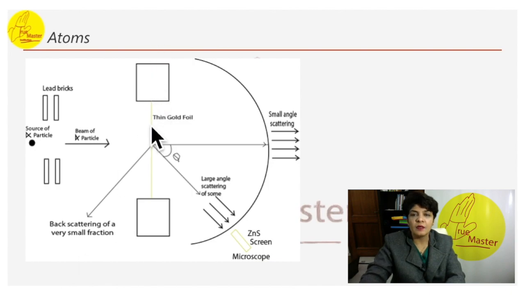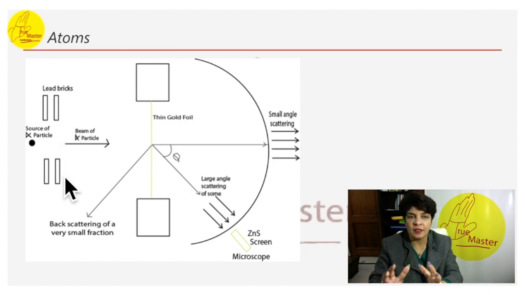This is where the thin gold foil is connected. These two chambers are holding the gold foil. So this is the gold foil here. A thin foil has been connected. The radioactive source of alpha particles is provided from here, like 214 Bi enclosed in lead bricks. So these are the lead bricks which are holding this radioactive material, from where the alpha particles are going to be bombarded on this thin gold foil.